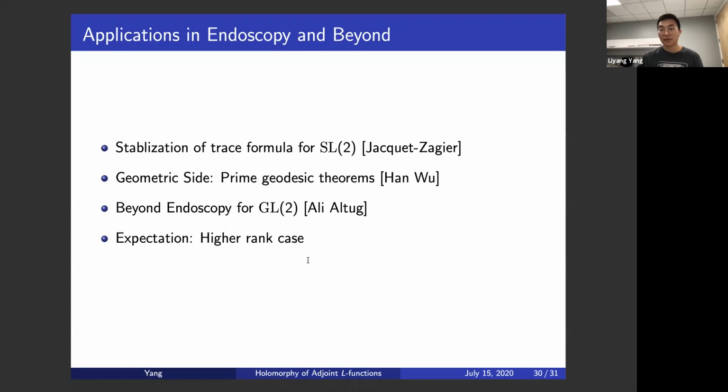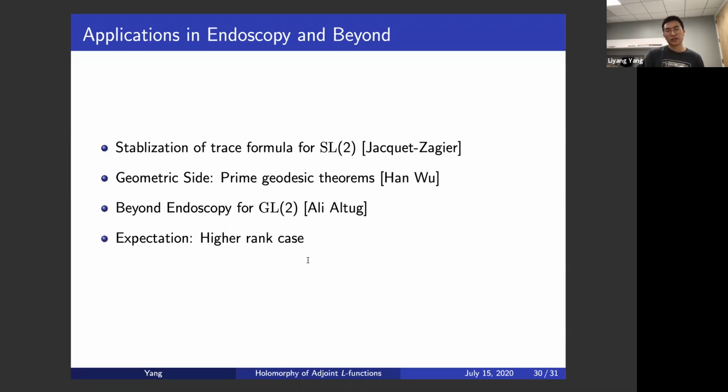Although they used the Arthur-Selberg trace formula for GL2 to handle the Hurwitz class numbers from the elliptic part, they related these Hurwitz class numbers to certain L-values. One can actually get this relation by considering the Jacquet-Zagier trace formula directly and taking the residue at s equal to 1. So one probably can use the Jacquet-Zagier trace formula to do beyond endoscopy and keep the parameter s until the last step. Then you take the residue.